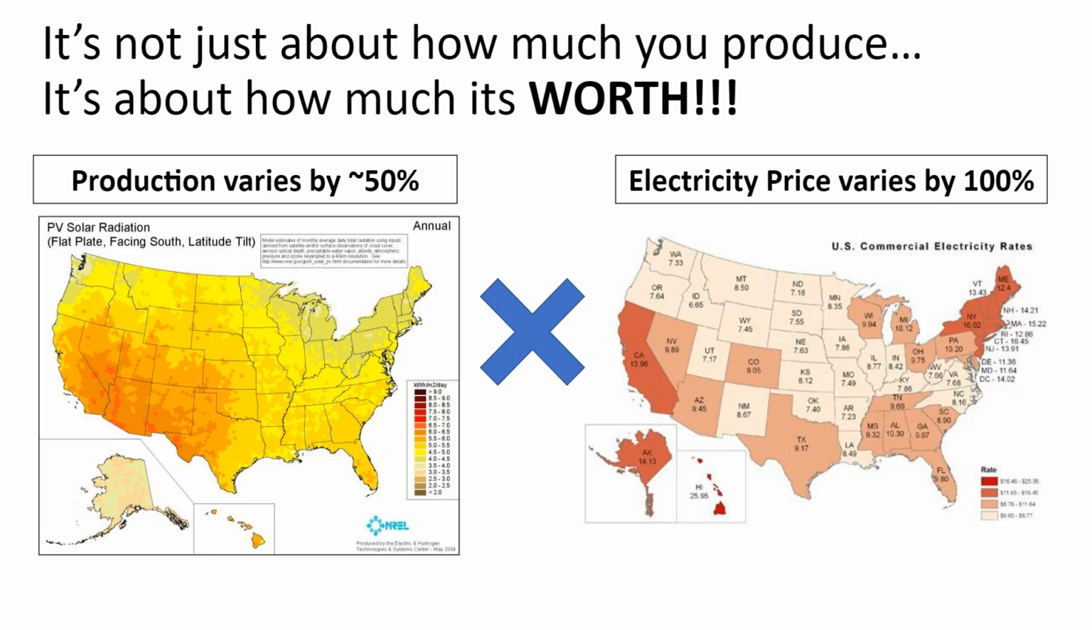Electricity price varies much more across the country than 50%. If I go to Rhode Island, New York, I'd be paying 3 times as much for my electricity as I do on the Gulf Coast. And that's a function of a lot of things, most of which we should not get into in this program.